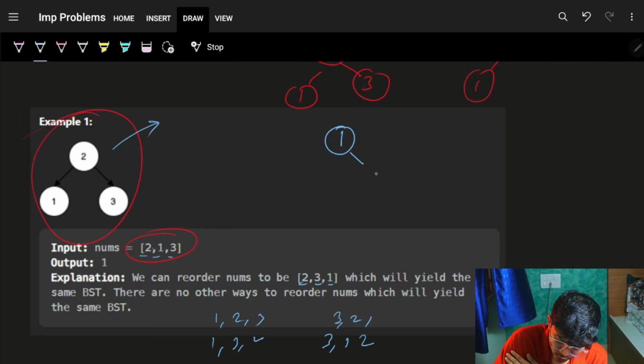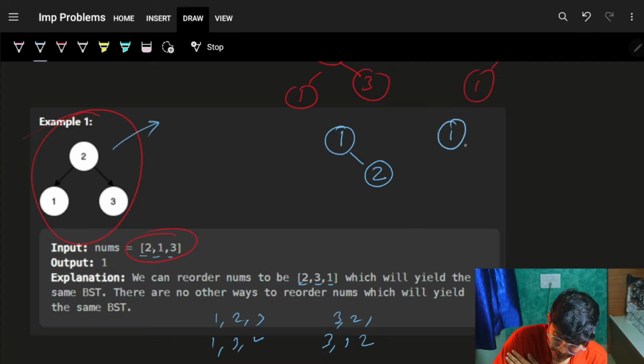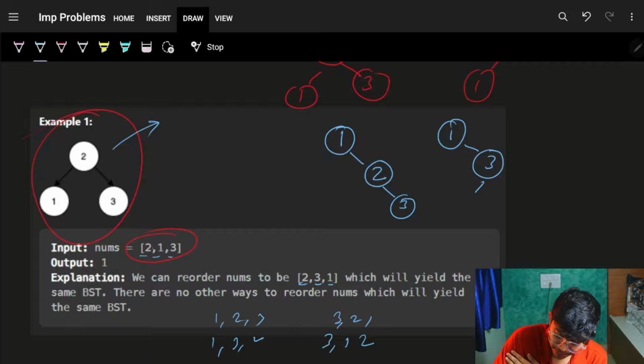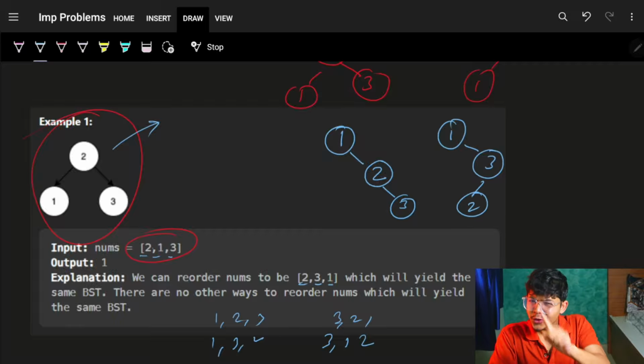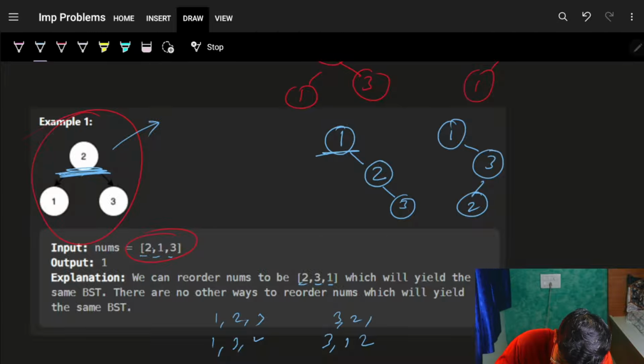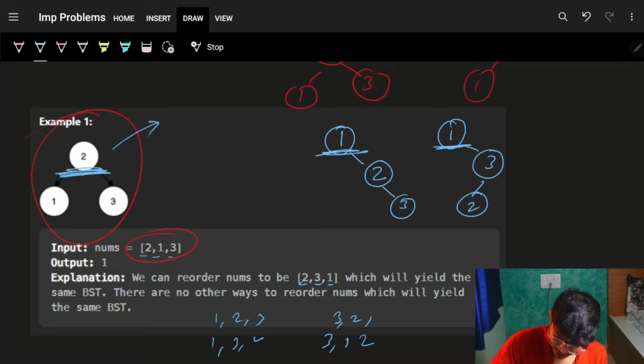If I placed a 2, that will come here. If I placed a 3, that will come here. If I placed a 3, that will come here. If I placed a 2, that will come here. Do you remember one thing? The root was 2. The root is here 1, root is here 1 in these examples.